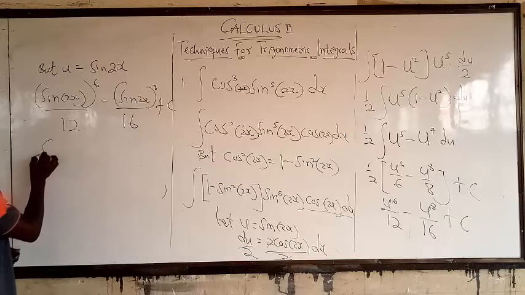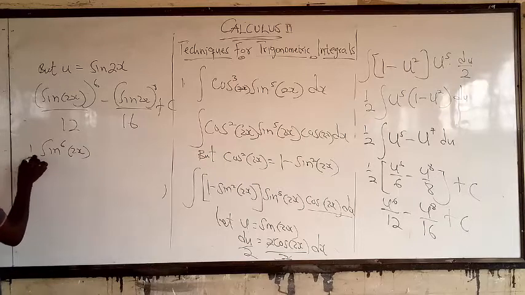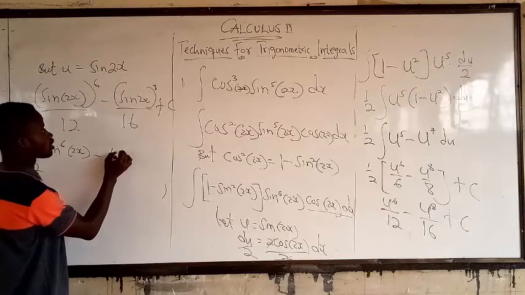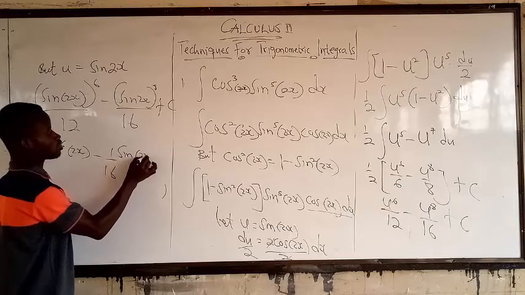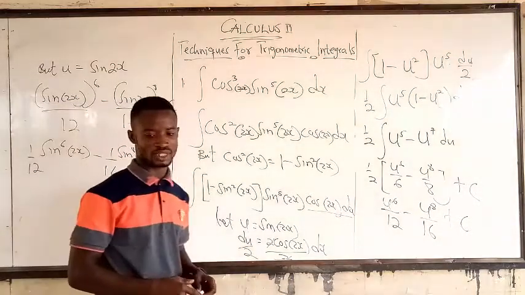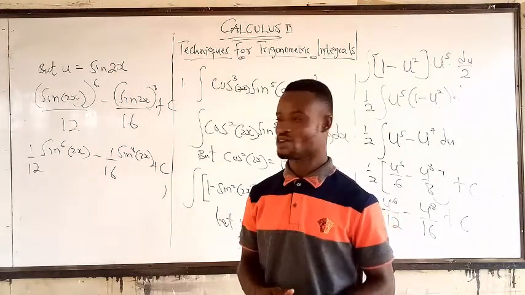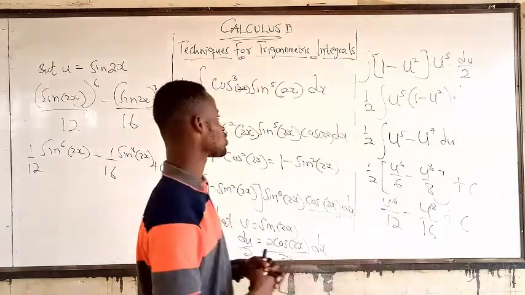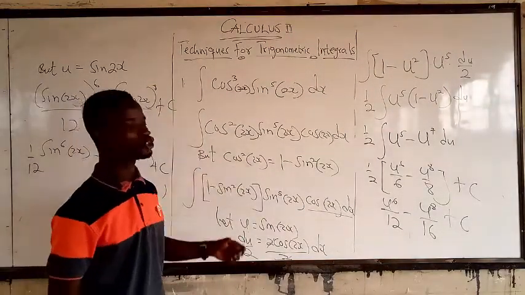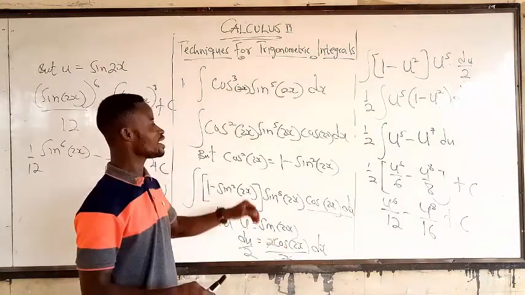So finally we get sine to the power 6 of 2x, 1 over 12, minus 1 over 16 sine 2x to the power 8, plus c. So that becomes our final answer for that question. I hope it's not difficult. You can play back the video and see how we go about it. In fact, maintaining the 2x, you see that it's not really difficult. But you can change it and later bring it.